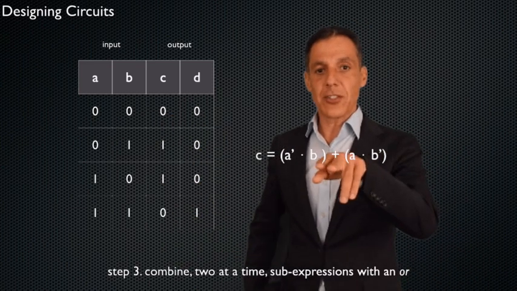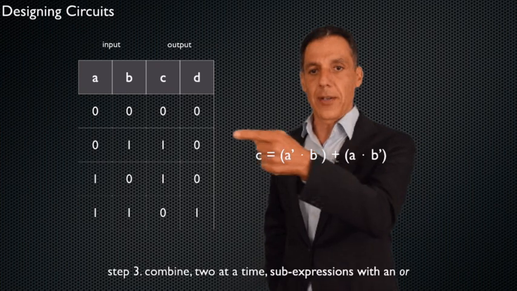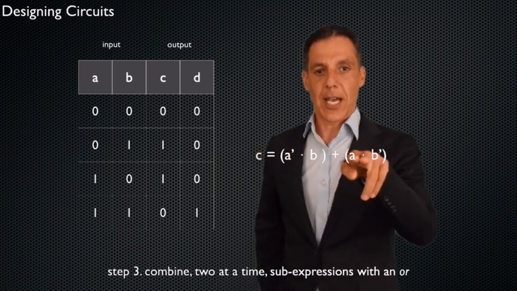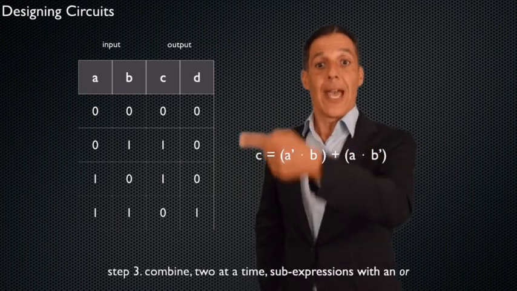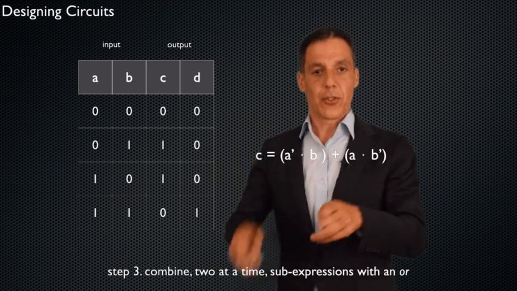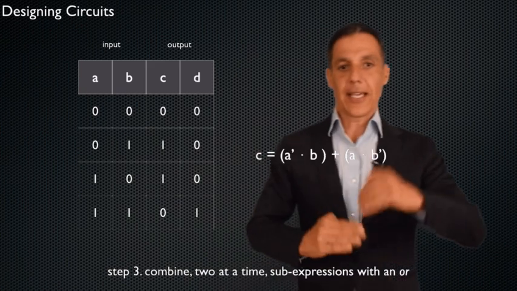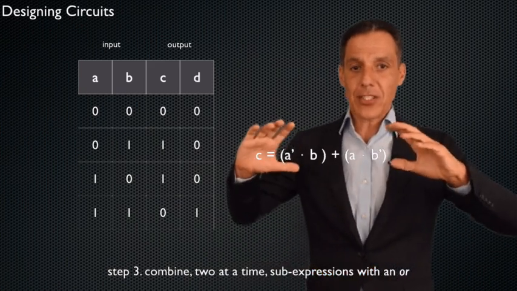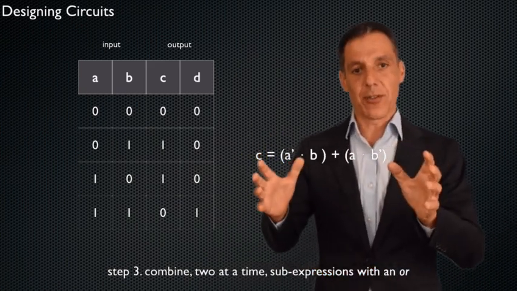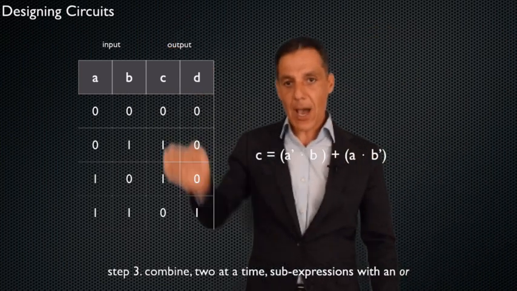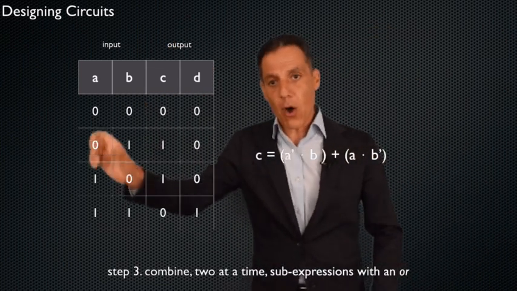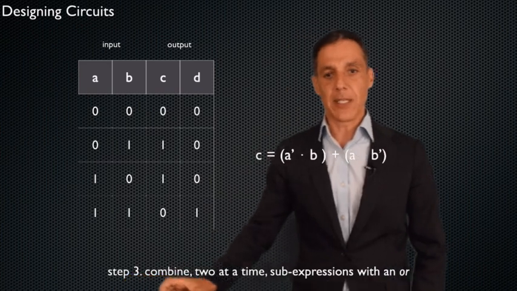Because we've just convinced ourselves that the only time this is 1 is row 2. The only time this is 1 is row 3, and all other times it's 0. So if I OR those two together, I get a 1 in these two cases, and I get a 0 elsewhere. So now I have an expression that embodies the output C for all possible inputs A and B. Okay?